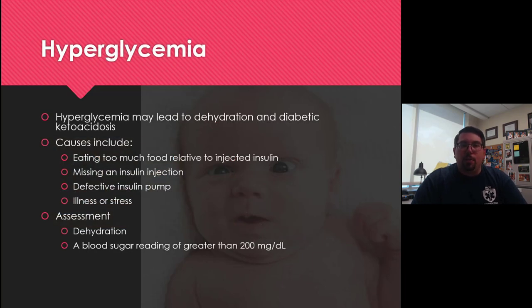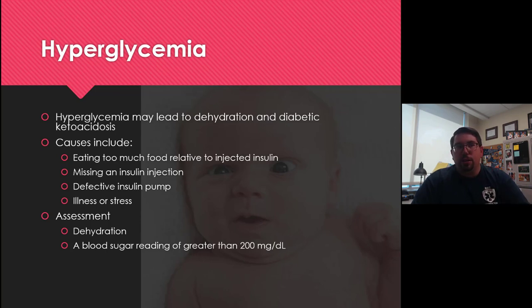Hyperglycemia may lead to a lot of components with dehydration and things like diabetic ketoacidosis, or DKA. A lot of causes: eating too much food relative to their injected insulin if they are known diabetic, missing an insulin injection, maybe they're on an insulin pump and the pump has become defective, or maybe there's an illness or some type of stress that's leading to an elevated level of glucose. Big things that you're assessing for, two primary.